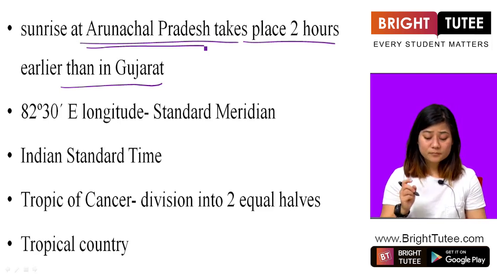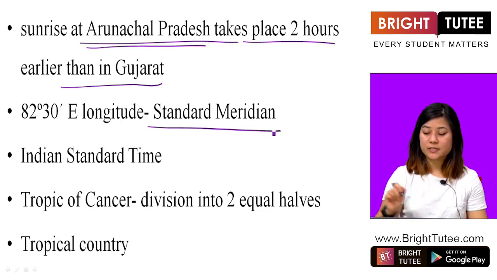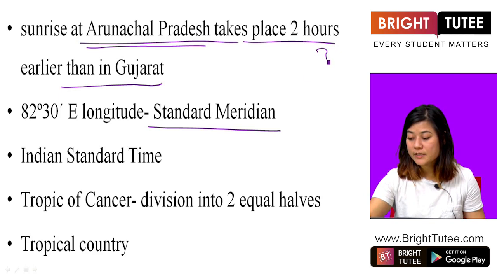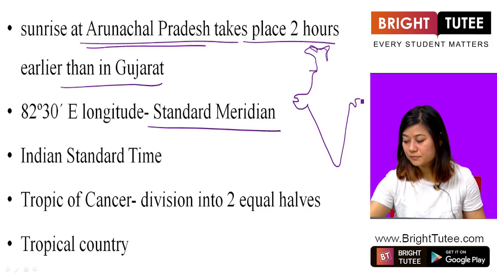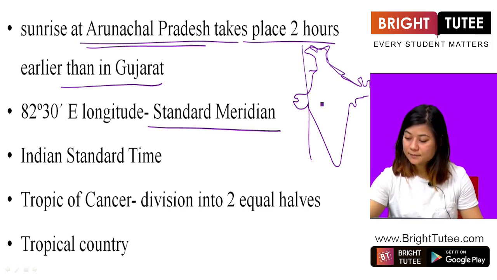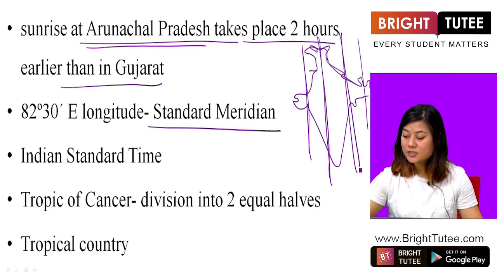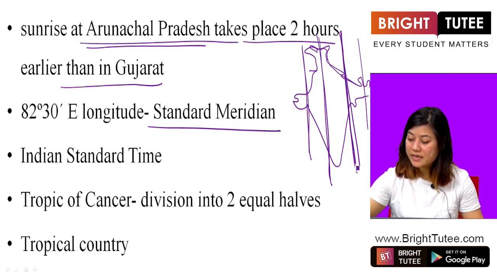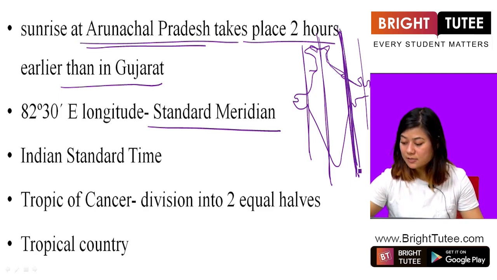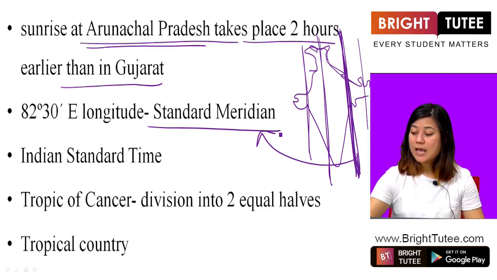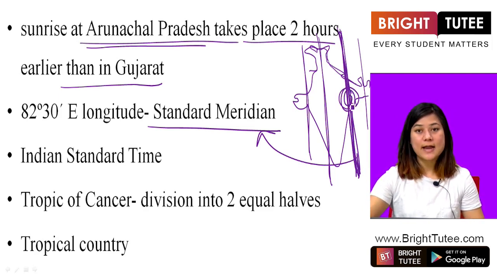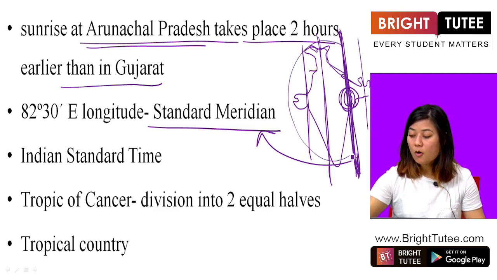So for the solution, there is a standard meridian. If the country of India has, for example, many longitudes, imagine that among all these longitudes there is one main longitude. That longitude is called the standard meridian, and the time at this standard meridian is the time that applies all over the country.